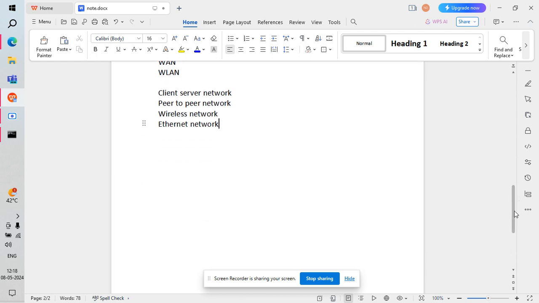So another terminology that we need to learn is IP address. So what is an IP address? An IP address, or Internet Protocol address, is a numerical label which is assigned to each device connected on the network that we can use for communication.